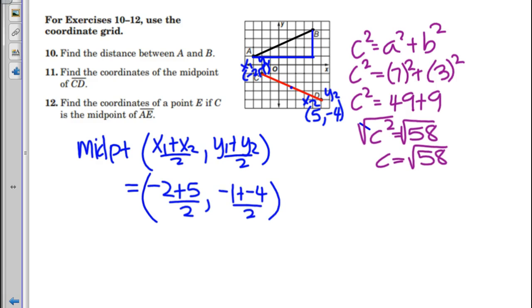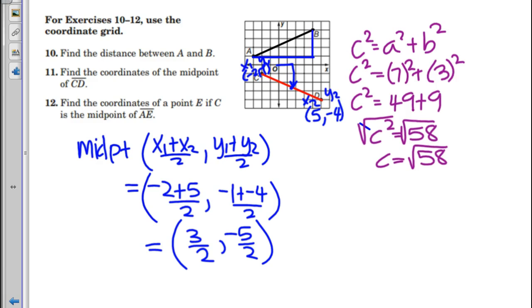This is an ordered pair, so we'll just leave it like that. So 3 halves, -2 plus 5 is 3, and -1 plus -4 is -5, halves. Leave it as an ordered pair. We just named this point right here. So if I go over 1.5 and then down 2.5, that's the midpoint. And that's exactly what it looks like on my graph. Good job, guys.